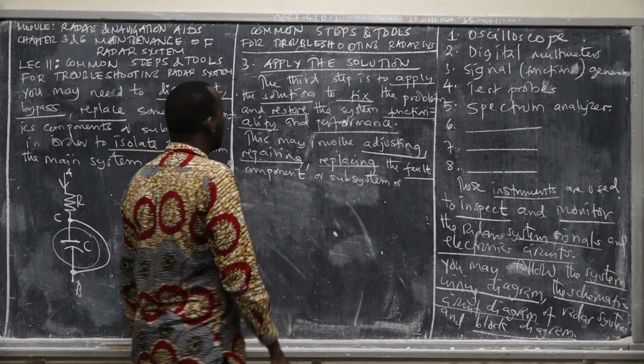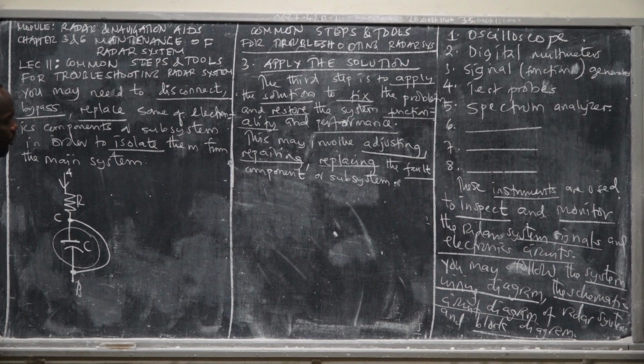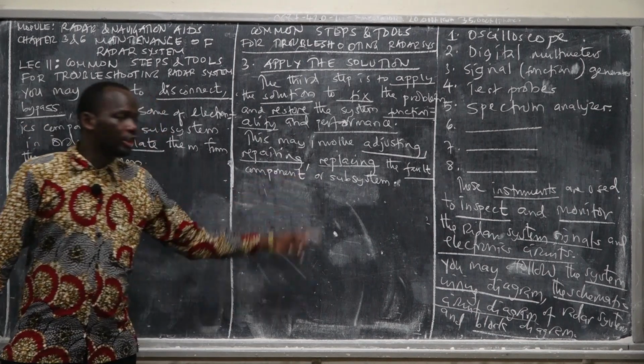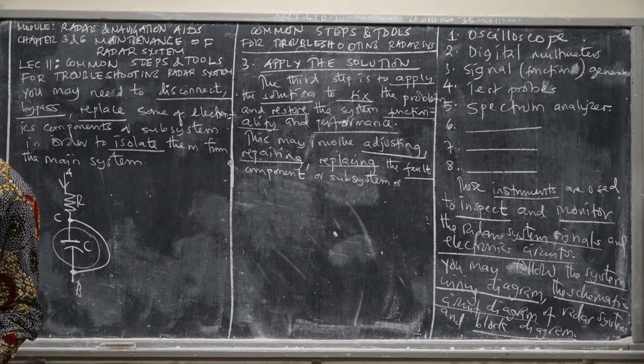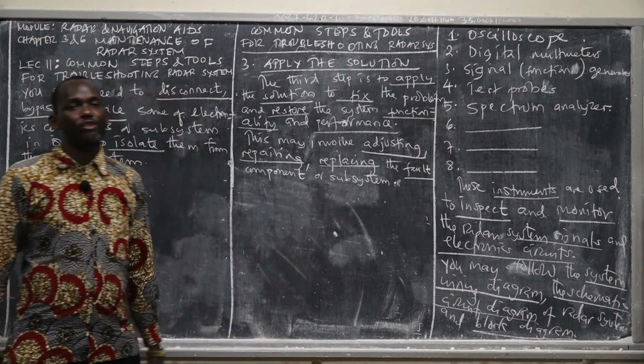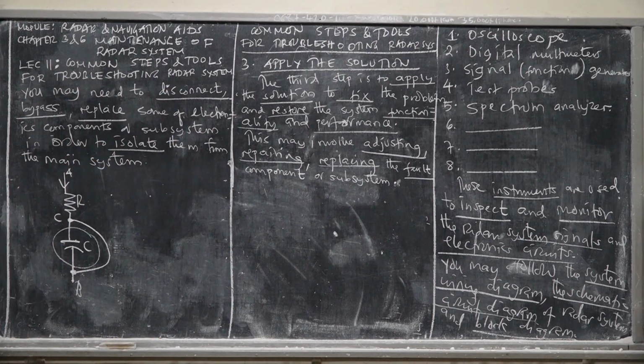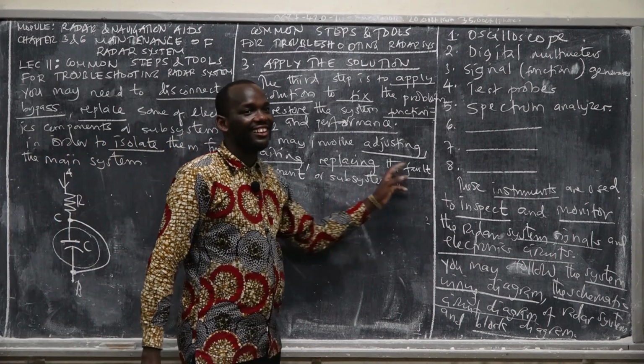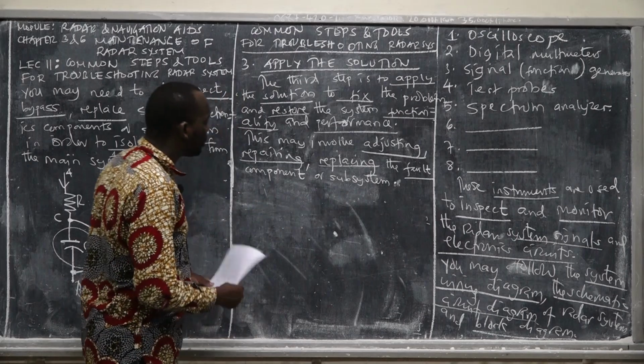So this process of applying the solution may involve adjusting. You can do some adjustment when it's necessary. Or it may involve repairing, either simple or intensive repairing. But it may also involve replacing. For instance, can you replace your tooth? You can replace it, yeah? With what? With plastic tools. With gold, yeah? Okay. Then the faulty components or subsystem.